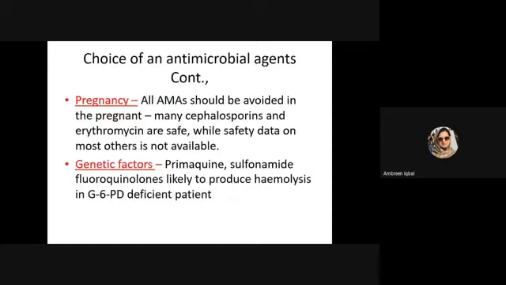All the antimicrobial agents should be avoided in pregnant women. Many cephalosporins and erythromycin are safe, while safety data on most others is not available. Genetic factors also affect this: primaquine, sulfonamides, and fluoroquinolones are likely to produce hemolysis in glucose-6-phosphate dehydrogenase deficient patients.